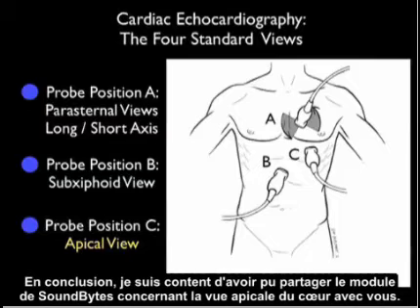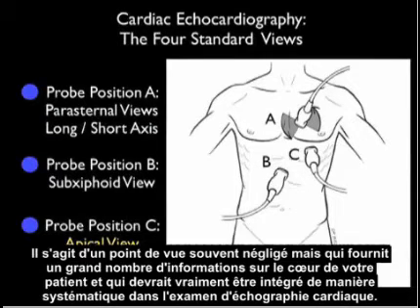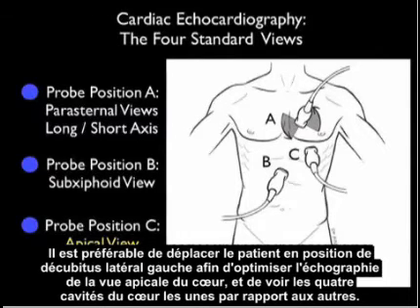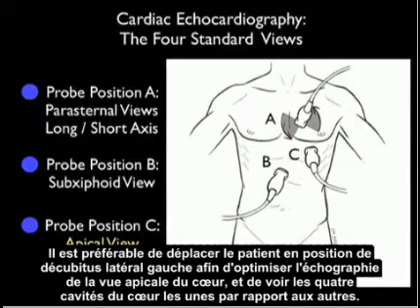So in conclusion, I'm glad I could share with you the Soundbites module going over the apical views of the heart. This is an often neglected view, but one that gives a great deal of information about your patient's heart and really should be routinely integrated into the cardiac echo examination. It's best to move the patient into the left lateral decubitus position to optimize imaging from the apical view of the heart to see all 4 chambers of the heart in relation to one another.